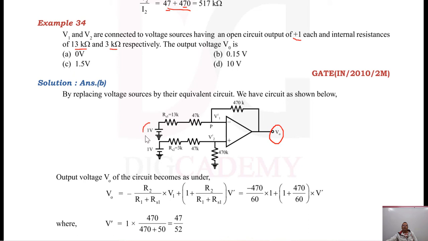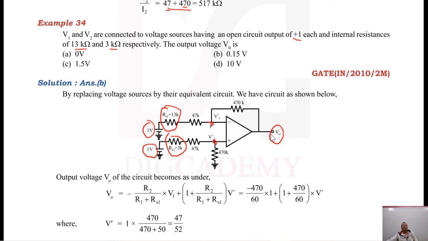V1 and V2 are nothing but 1 volt each. Fine. But the internal resistance of source 1, RS1, is 13 kilo ohms and RS2 is 3 kilo ohms. So this is what you have done, and then you have to find the output voltage. Remember, for this circuit the procedure remains the same. Find the voltage at this node, that is the non-inverting node, then apply KCL at this node, and you will get the output.